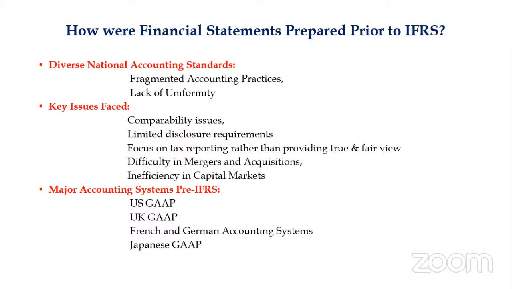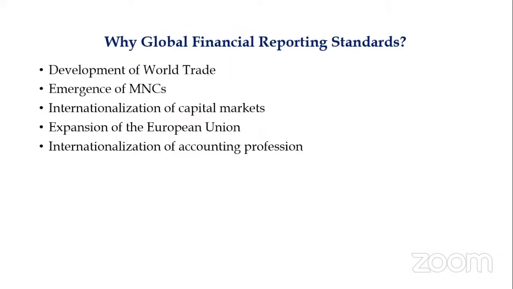So prior to IFRS, this was the situation across the globe. IASC was developed and started establishing the IAS. Now the question is, why do we need global financial reporting standards? I have a few points and some statistics for that also. There are five points: development of world trade, emergence of MNCs, internationalization of capital markets, expansion of the European Union, and internationalization of the accounting profession.